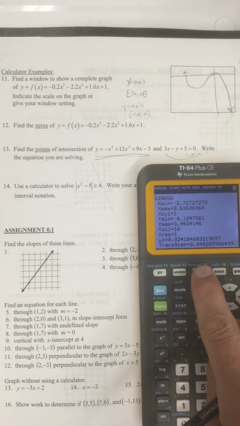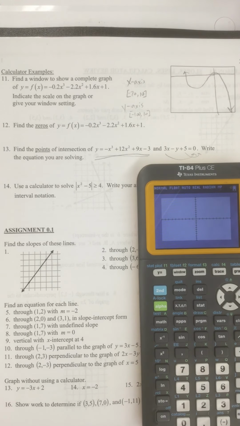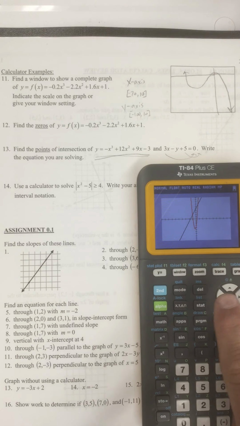Oh, you know what? It's still going to that old window. Let's first go to zoom standard. Okay, so there's our graph. There's the first function, there's the second. We still can't see the rest of the cubic.